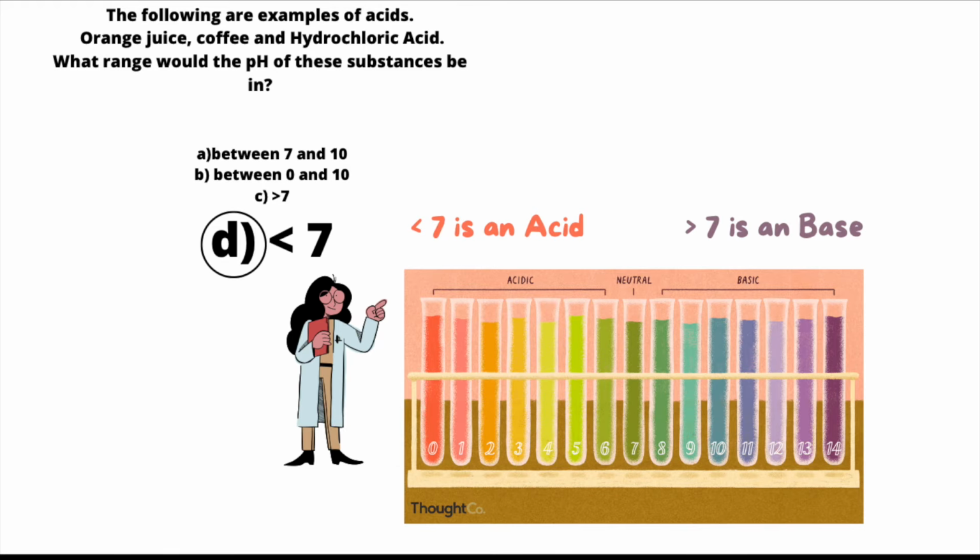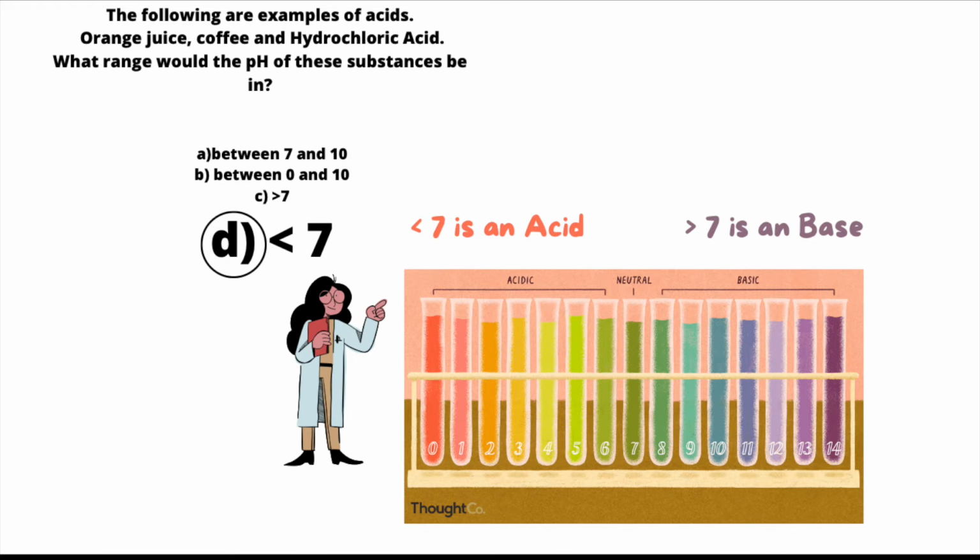So a solution with a pH of 14 is stronger than a solution with a pH of 10. And the further you go down towards the 0, the stronger the acid will be. For example, a solution with a pH of 1 is much stronger than an acid with a pH of 6.